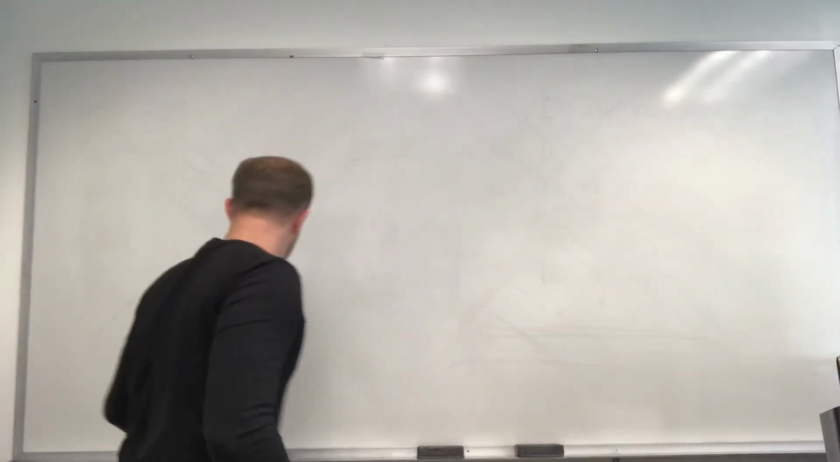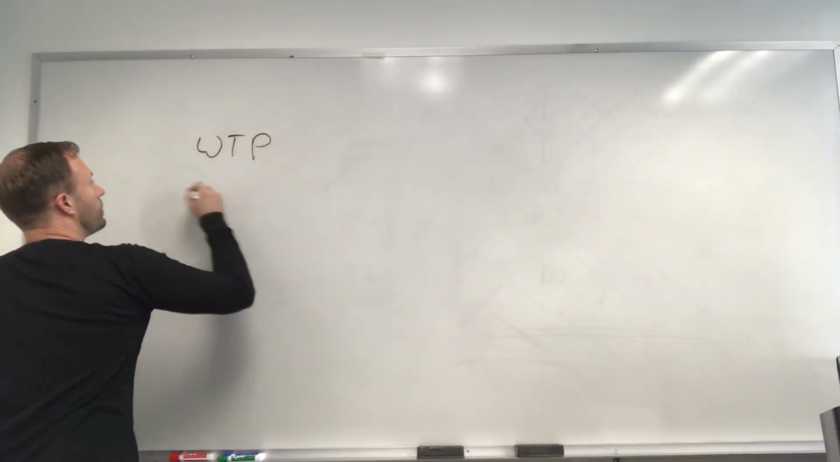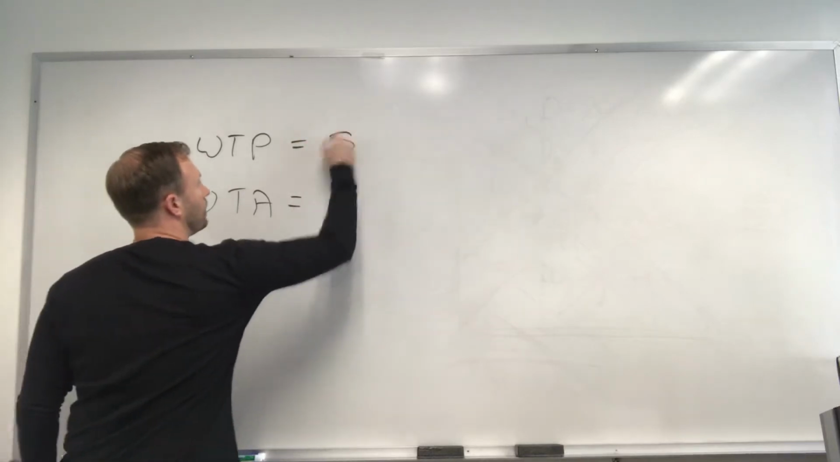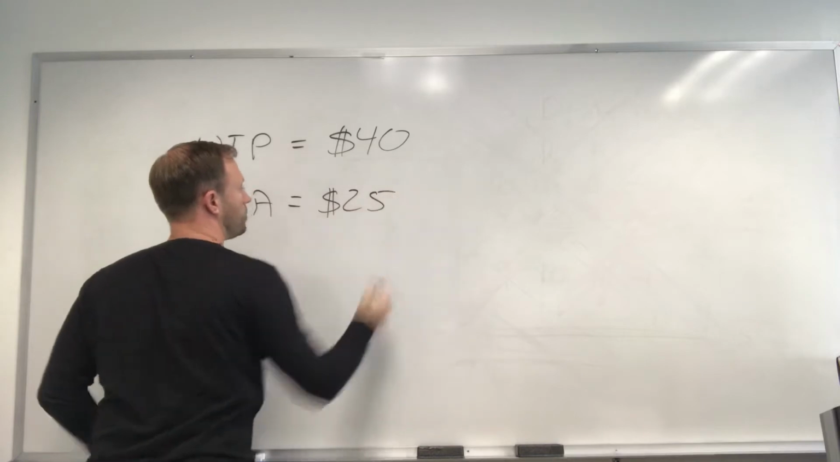Problem 6. Suppose that Maria is willing to pay $40 for a haircut and her stylist Juan is willing to accept as little as $25 for the haircut. Let's put that information on the board. So we've got willingness to pay and willingness to accept, $40 and $25.